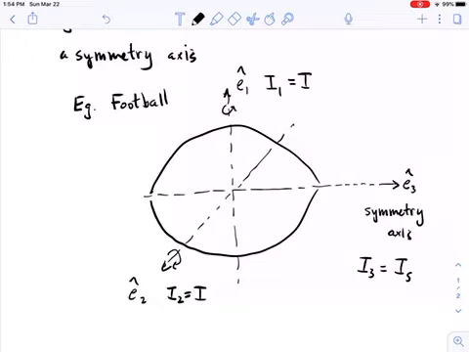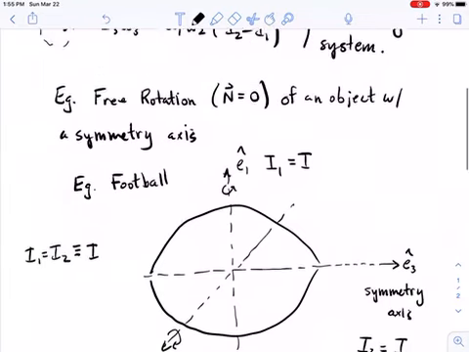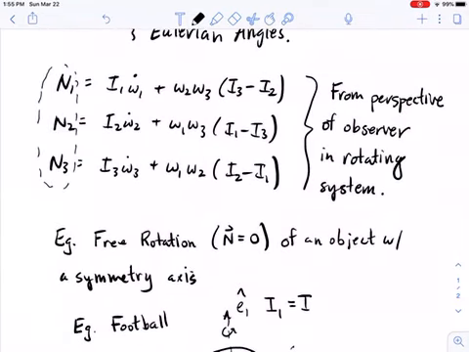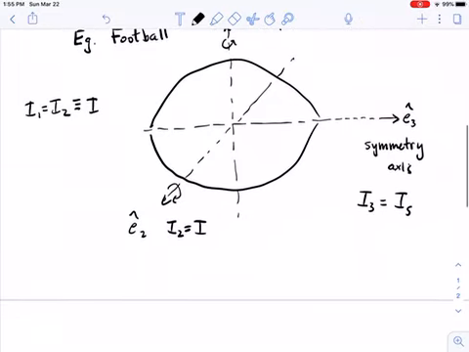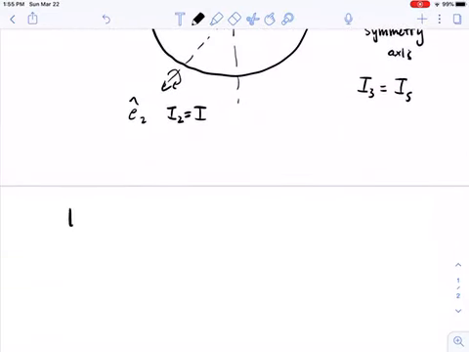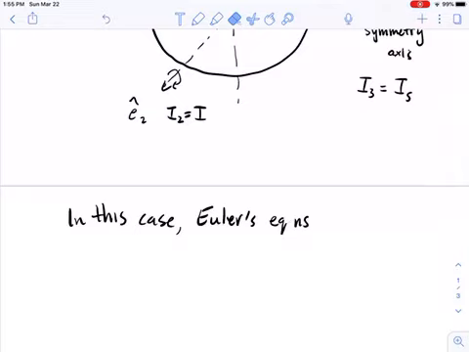Okay, so the simplification is going to come about because we're going to set I1 equal to I2, and we'll just define that to be I. And you can see that if we go back to here, in our general equations of motion, we have an I2 minus I1. And that's going to vanish. And that's where the simplification is really going to come into play. Okay, so in this case, the Euler equations of motion become.